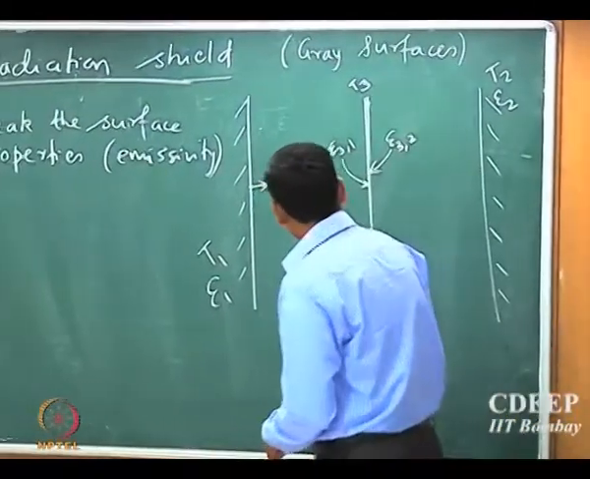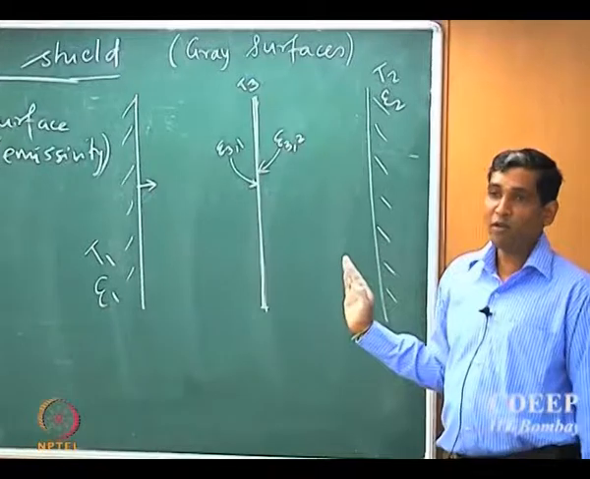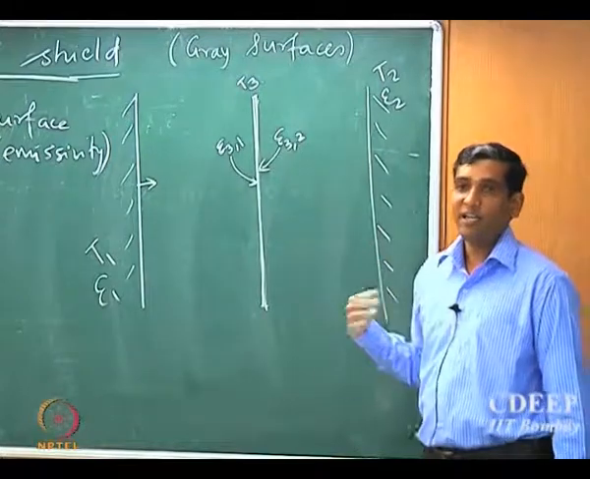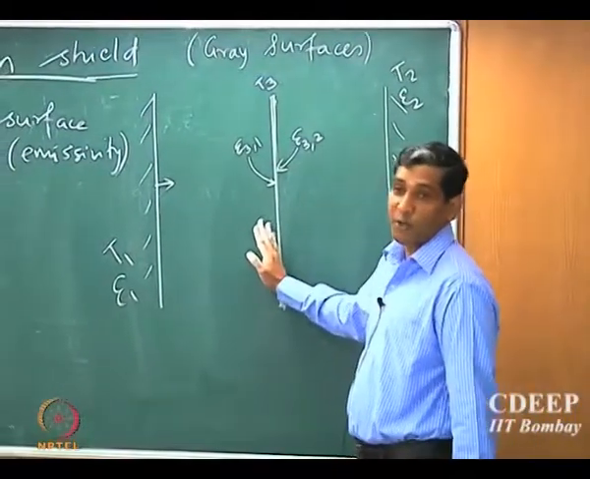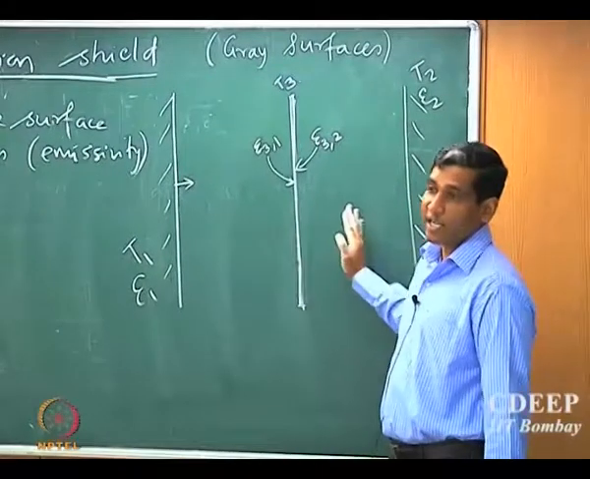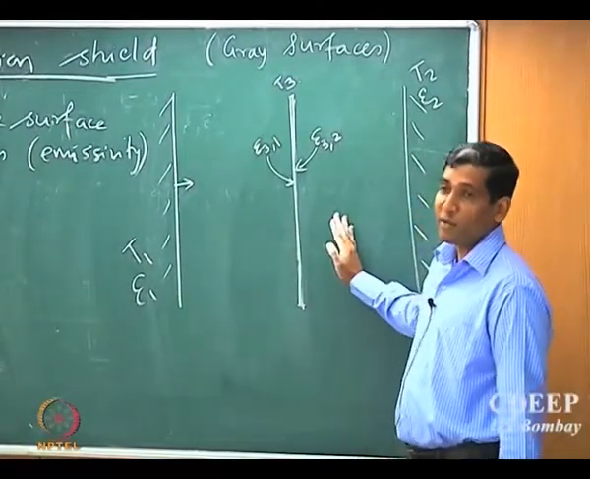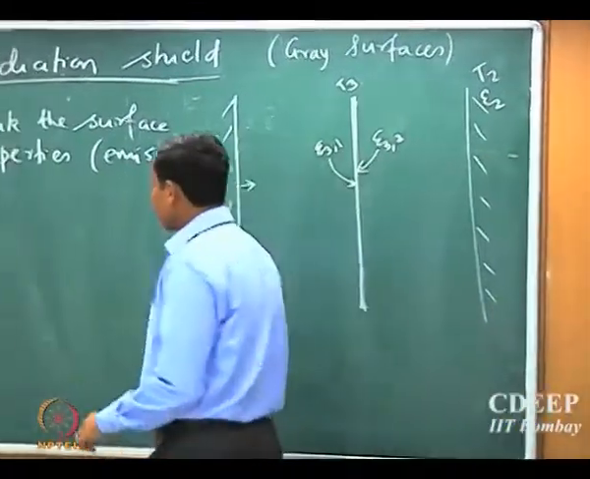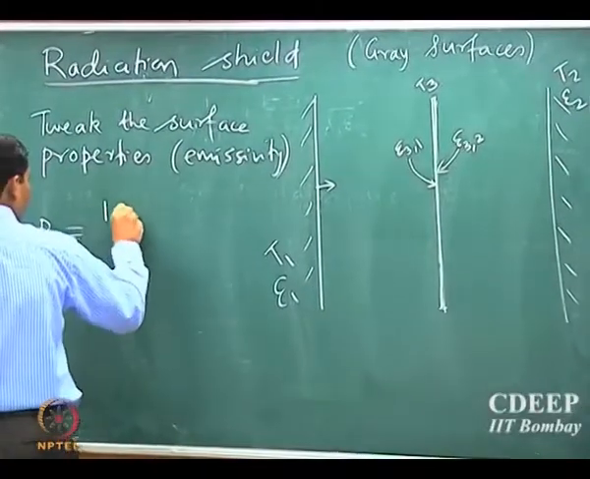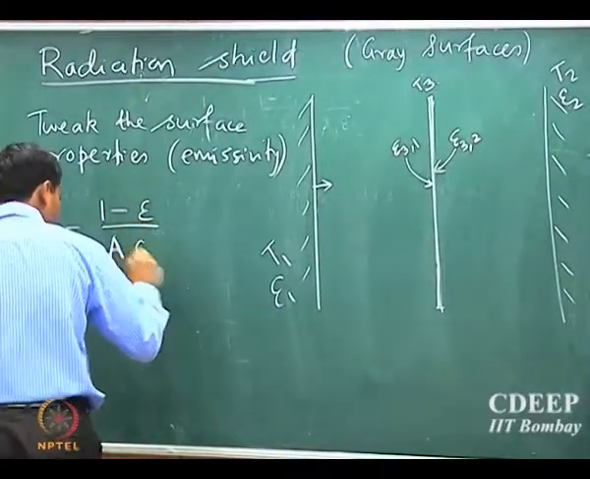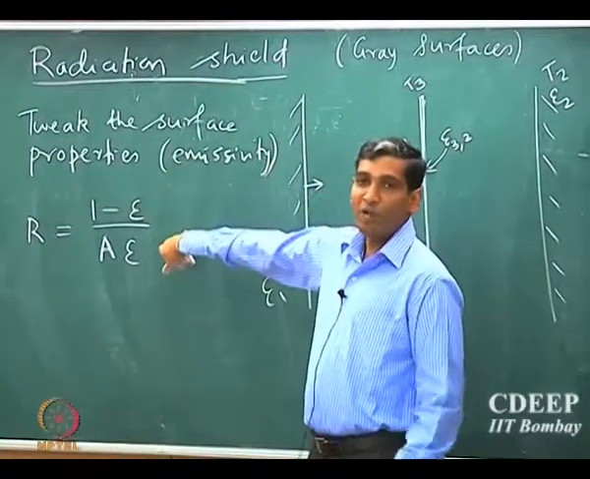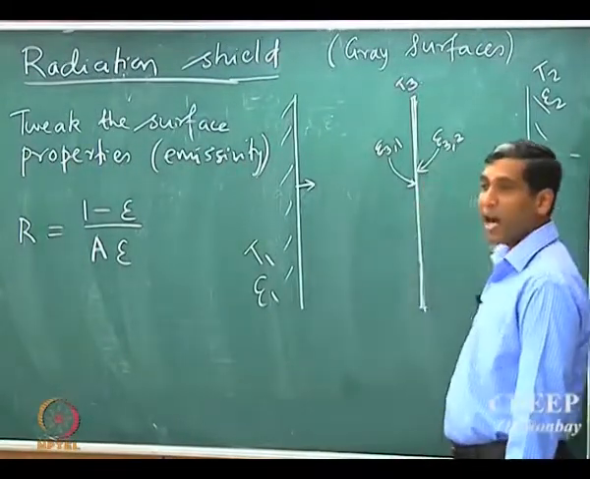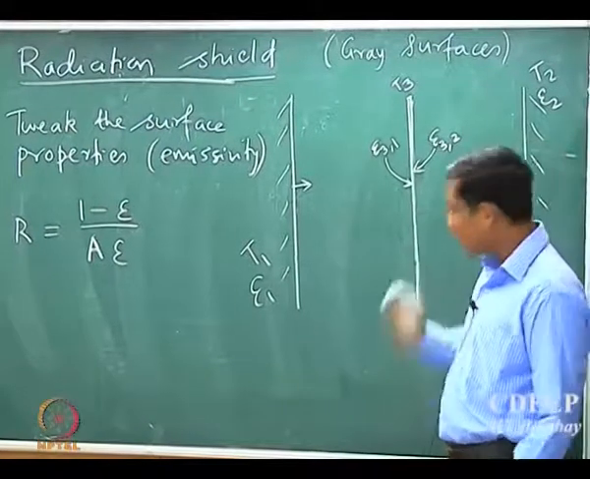So, that way I can actually cut down the total amount of radiation that is transferred from 1 to 2. Why is that? Because the resistance offered by the surface to emit or exchange radiation depends upon surface properties such as emissivity. So, we know that the resistance offered by the surface is (1 minus epsilon) by (area times epsilon). So, by playing with the value of epsilon, we should be able to control the total amount of radiation that is emitted by the outer surface of that particular object.